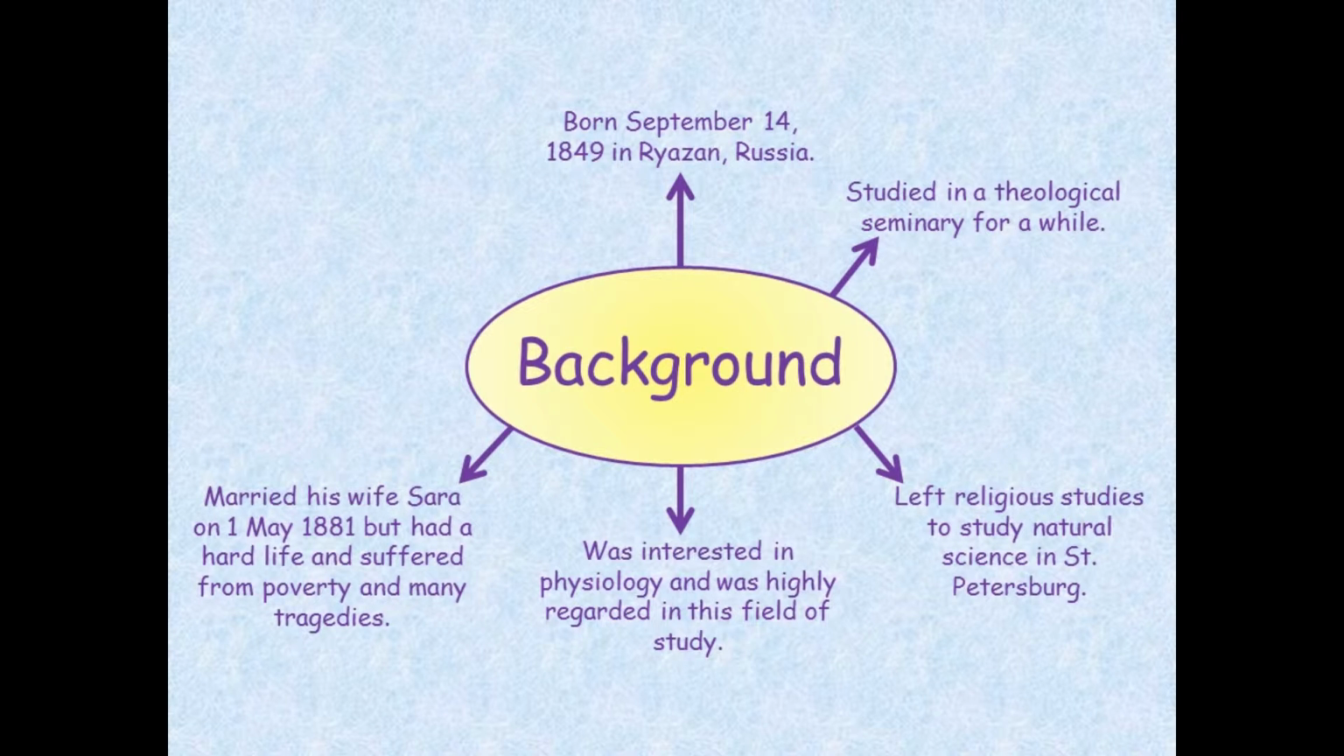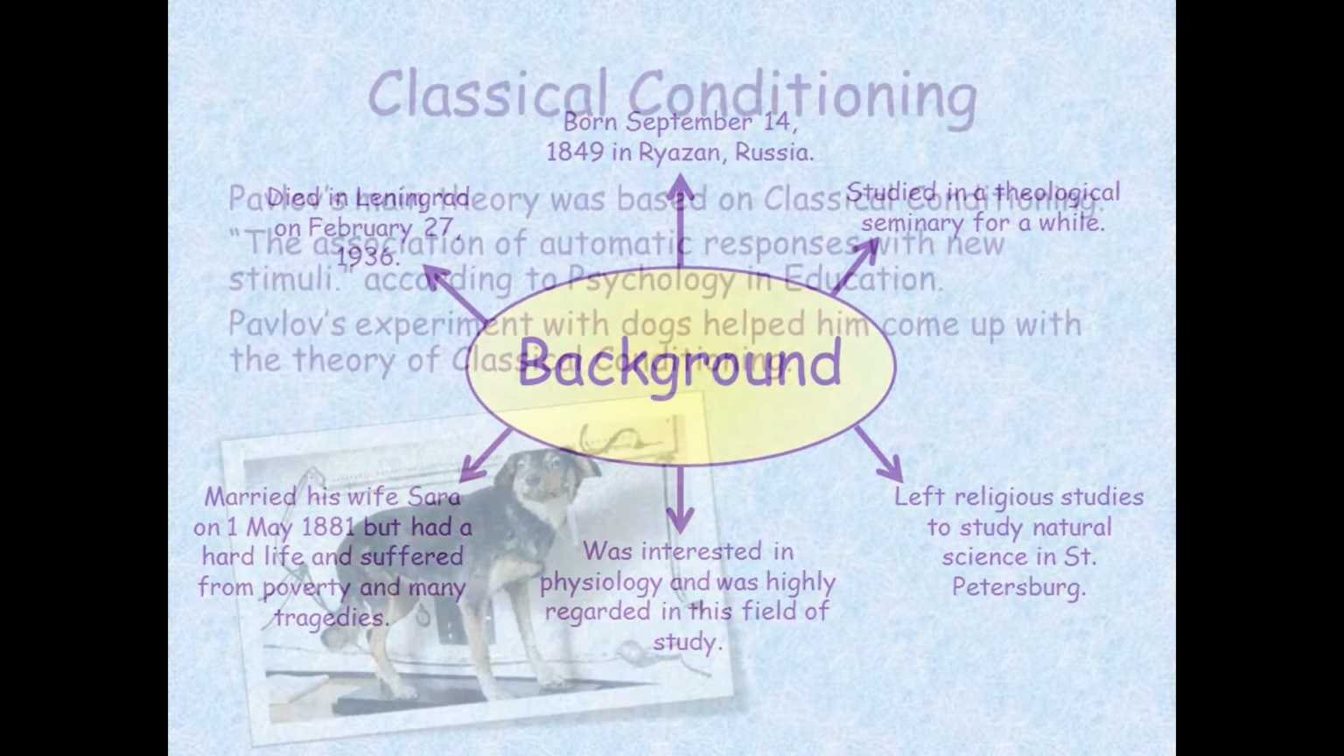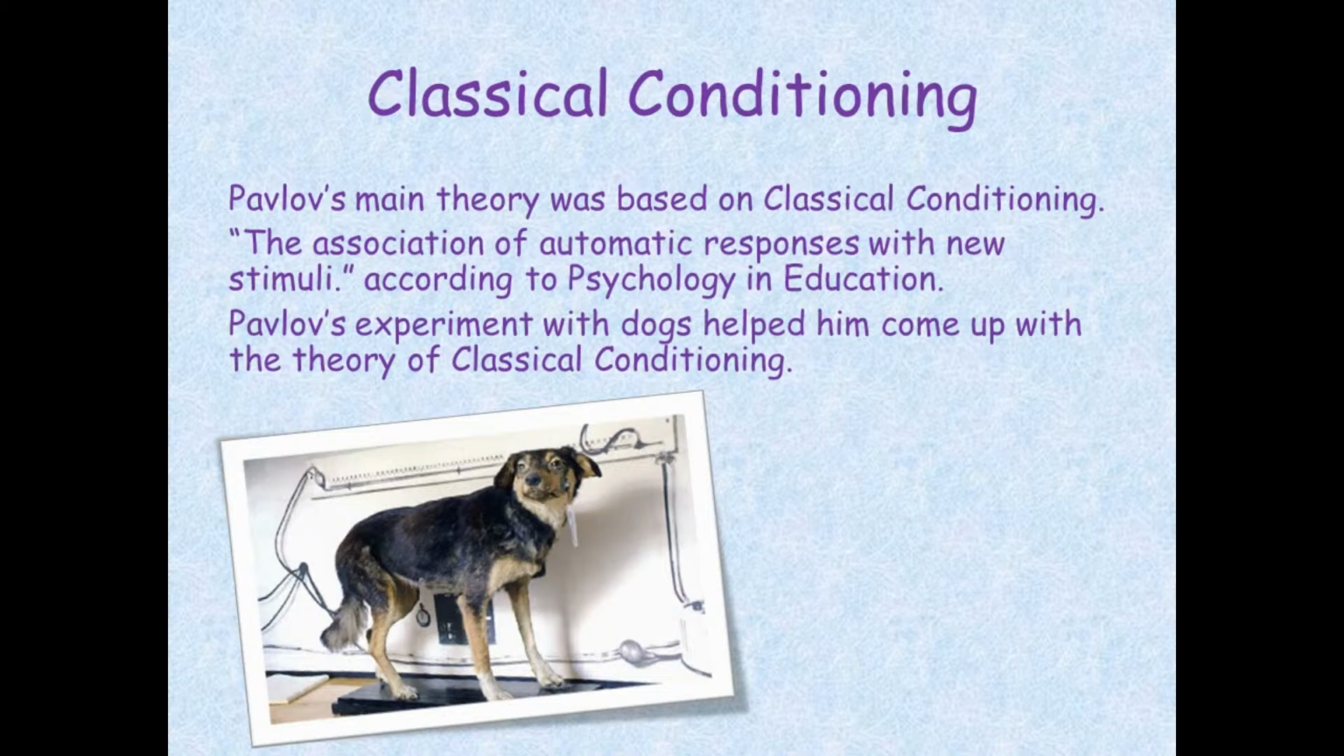He married his wife Sarah on the 1st of May 1881, but their life was not easy as they suffered from poverty and many tragedies. He died in Leningrad on February 27, 1936. Pavlov's main theory was based on classical conditioning. According to psychology and education, this is the association of automatic responses to new stimuli. Pavlov's experiment with dogs helped him to come up with the theory of classical conditioning.